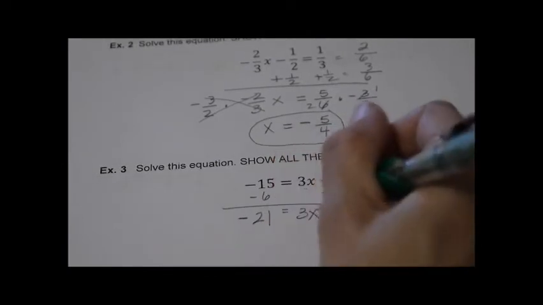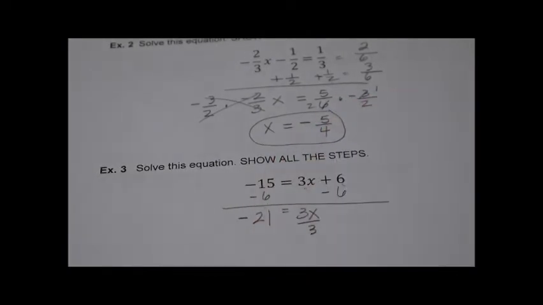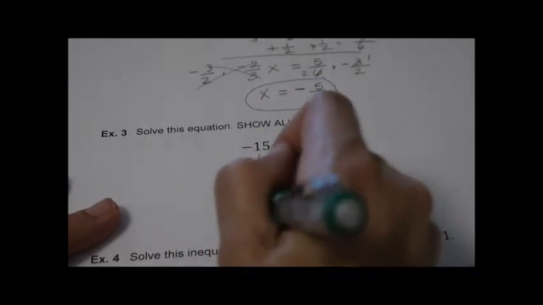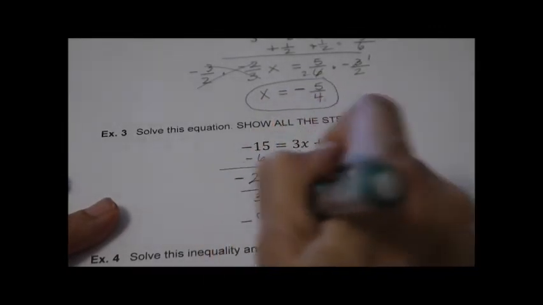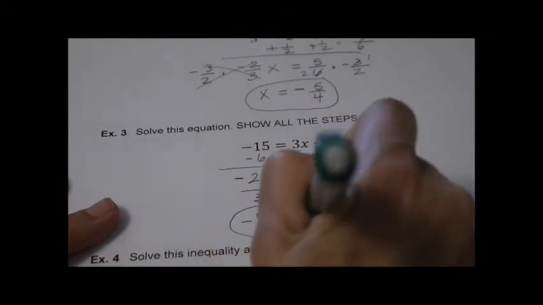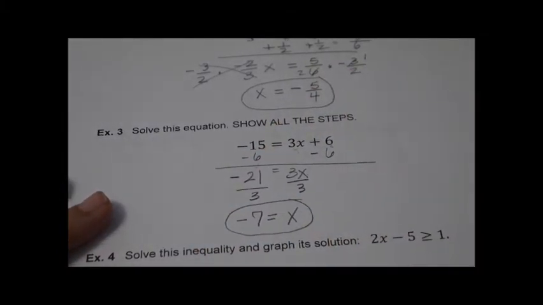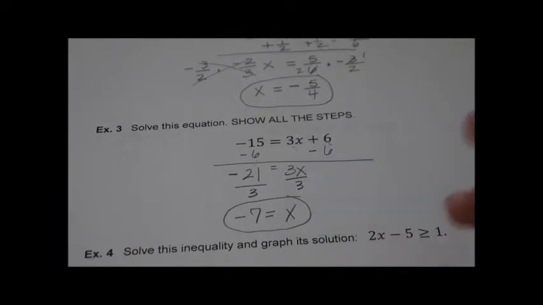And now we want to get x alone, so divide both sides by 3. Divide by 3. And we get negative 7 equals x. And that is allowed. Now all of these we could go back and check our work. All right, number 4 is different.